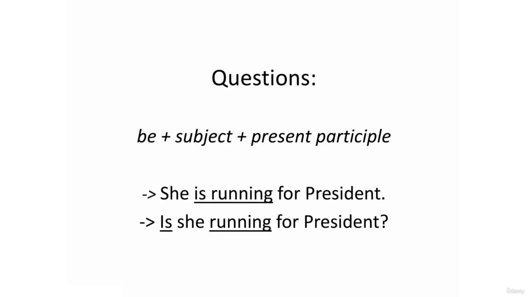Great job! Now, question time. To form questions in the present continuous tense, we follow the structure auxiliary verb be plus subject plus present participle. This means that we place the auxiliary verb before the subject, which is very important to remember. For example, she is running for president becomes, is she running for president?